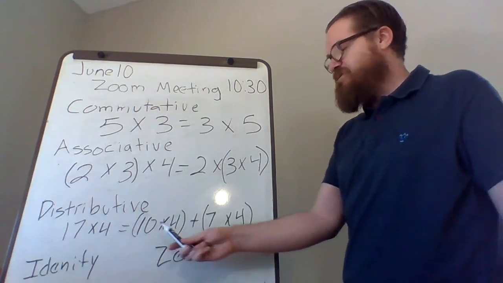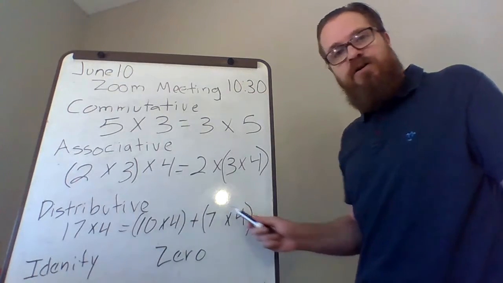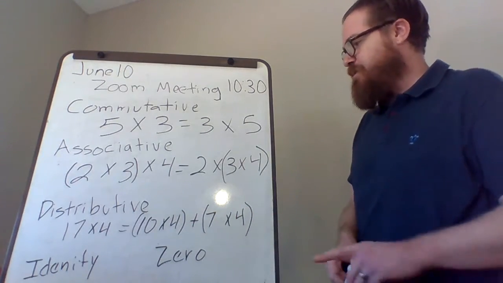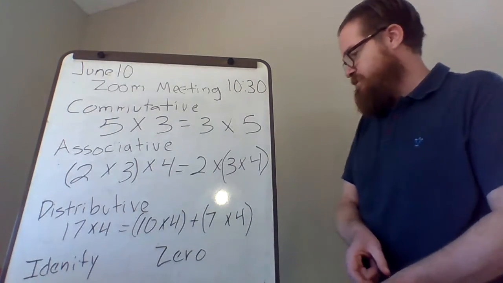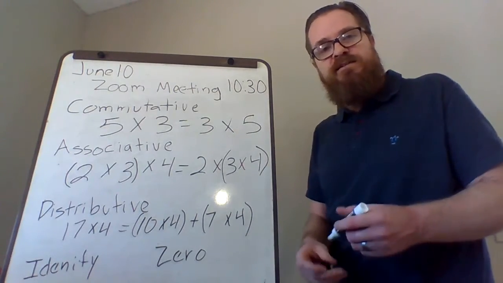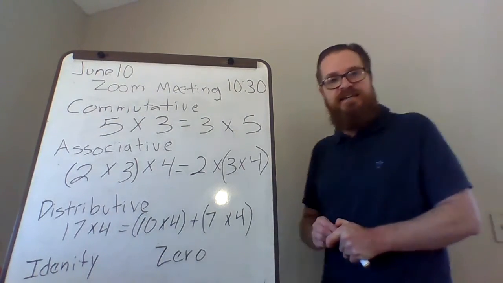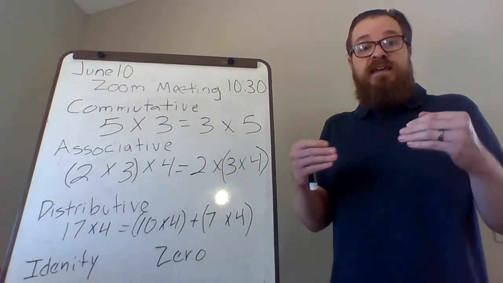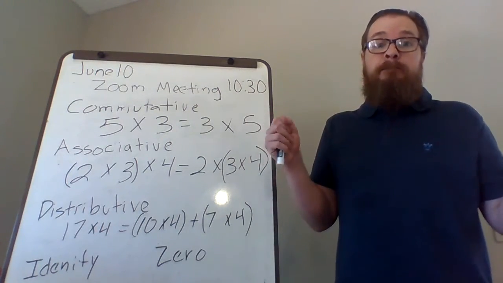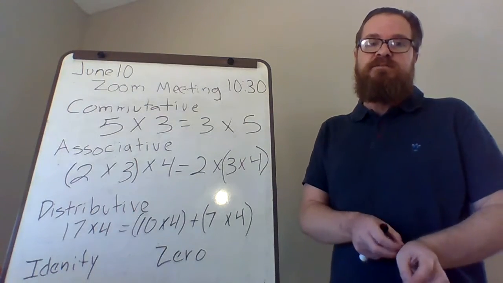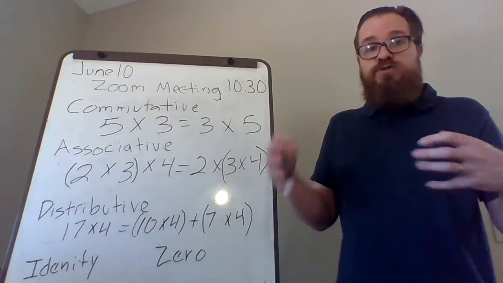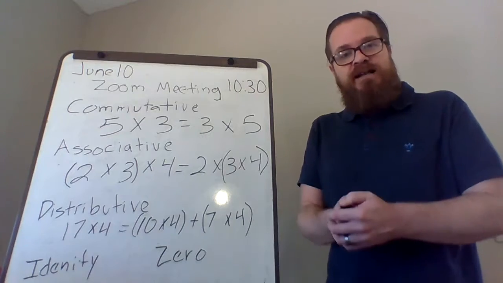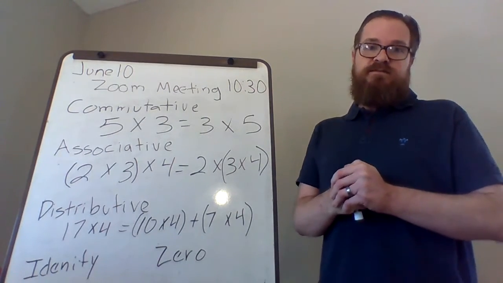Now if I just multiply each part by 4, I have an easy problem. 10 times 4 is 40. 7 times 4 is 28. 40 plus 28 is 68. 68 would be my answer. Okay, so the distributive property is used for breaking apart big multiplication problems into smaller pieces. You do those smaller pieces, you add it back together again, you get your total answer.